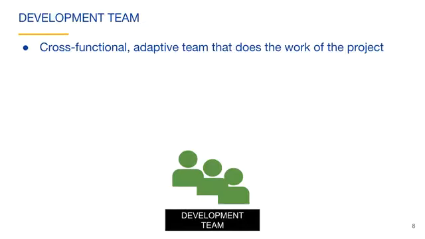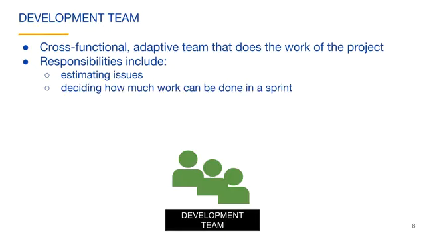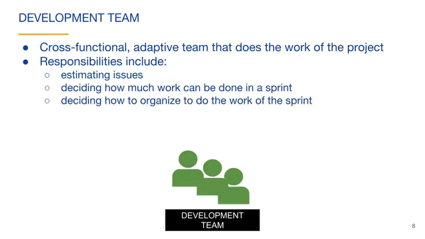The development team is a cross-functional, adaptive team that does the work of the project. Responsibilities of the development team include estimating issues. This is usually done using story points, but other estimation methods can be used. Deciding on how much work can be done in the sprint. Only the development team can decide how much work to take on. It is assumed that the development team is in the best position to forecast how much work the issues take.